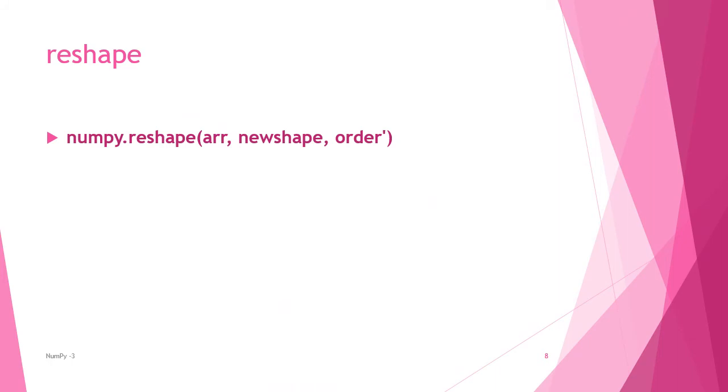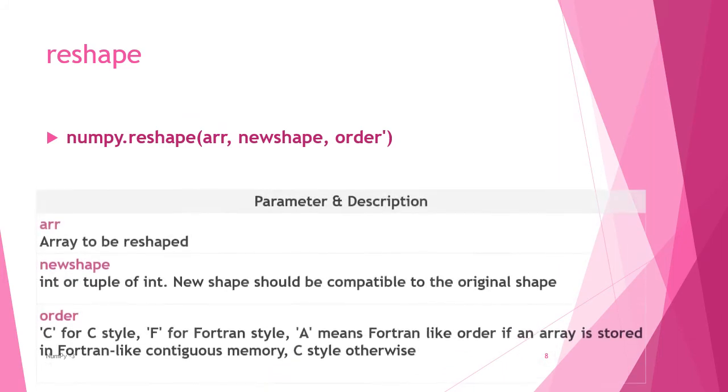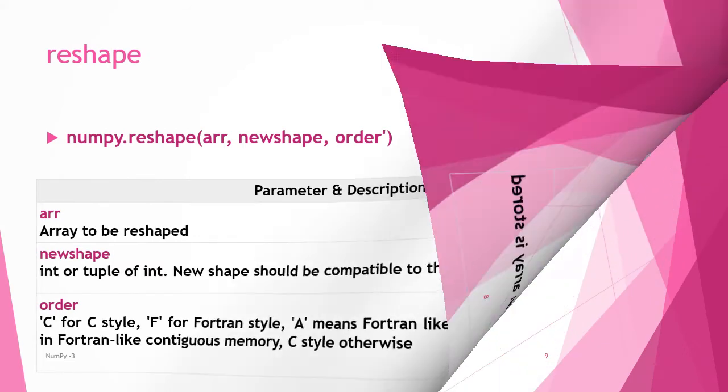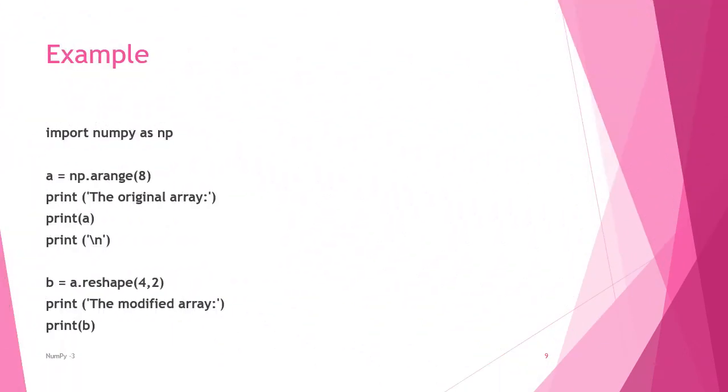Now we'll see the reshape function. The reshape function has three parameters: arr, the array to be reshaped. The second parameter is the new shape, which is either an int or a tuple of ints, and we should be sure that the new shape is compatible with the original shape. And order, for column major or row major. See the usage of the reshape function with an example.